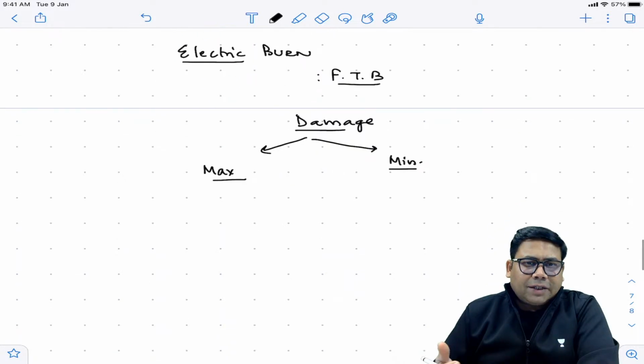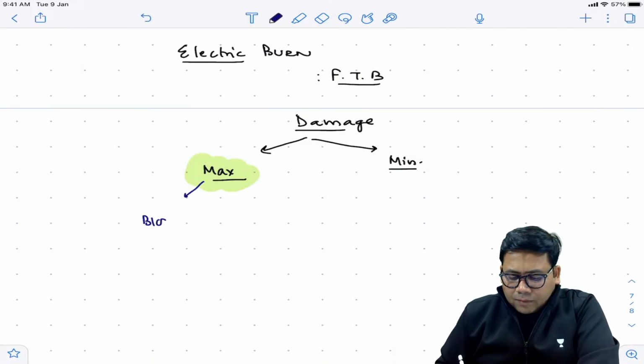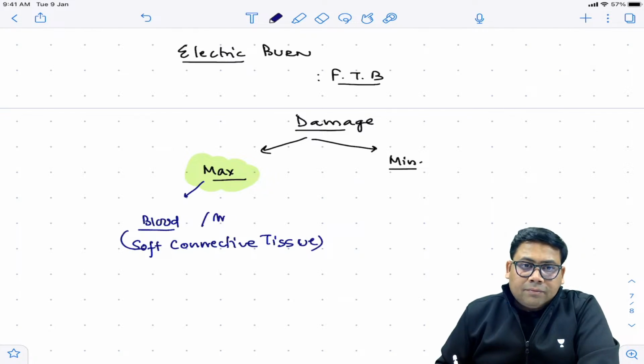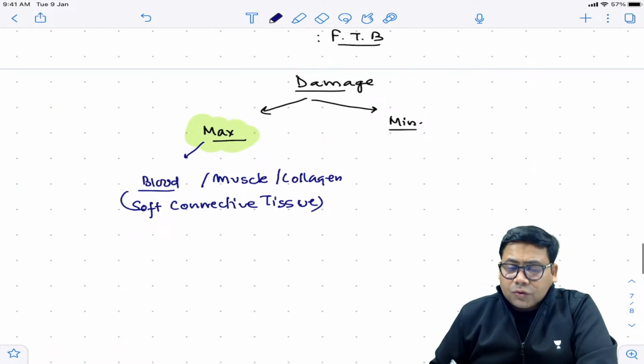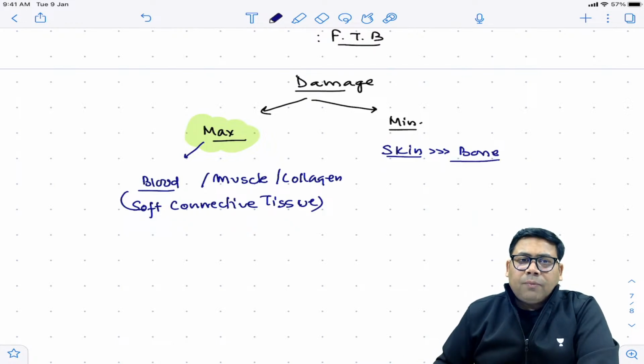Now let us try to understand that maximum damage happens to one very important structure, that is blood. And what else, students? Soft connective tissue. So when we talk about soft connective tissue, we have blood in this, then we have what? Muscle in this. So blood and muscles are the ones which are massively impacted. Collagen, yeah. Now when you talk about minimum, tell me the most resistant structure. It is skin more than what, students? Bone. So skin more than bone.